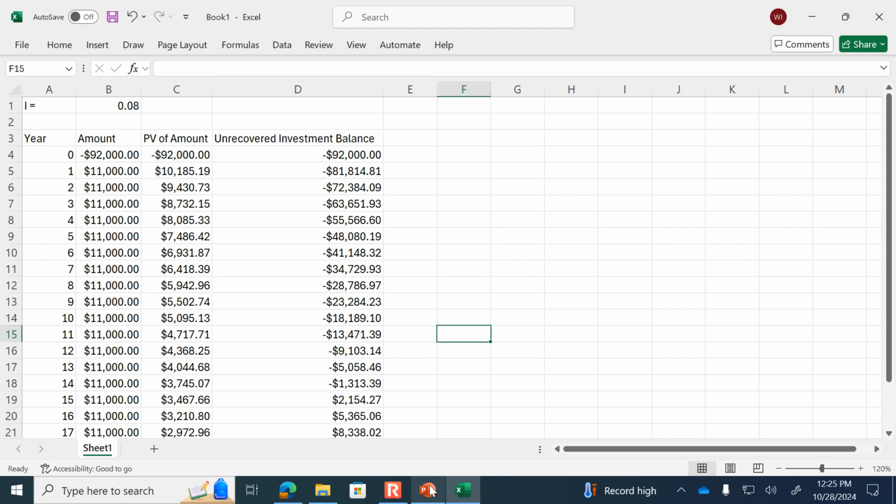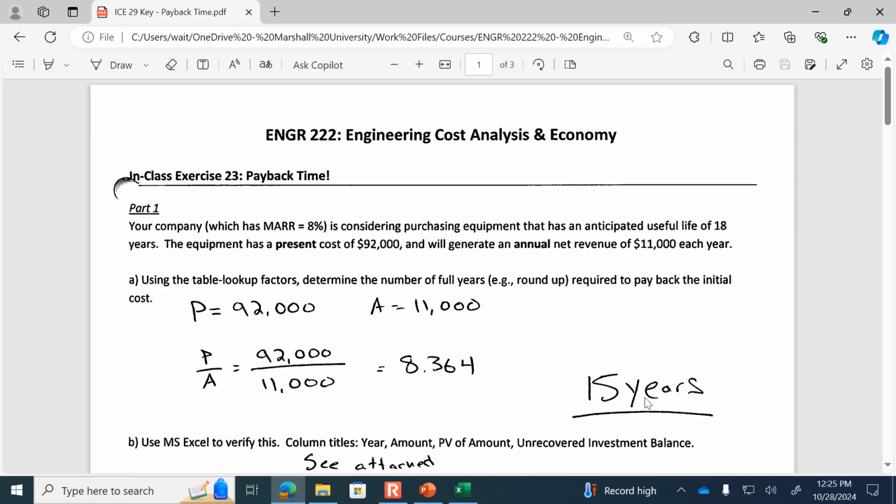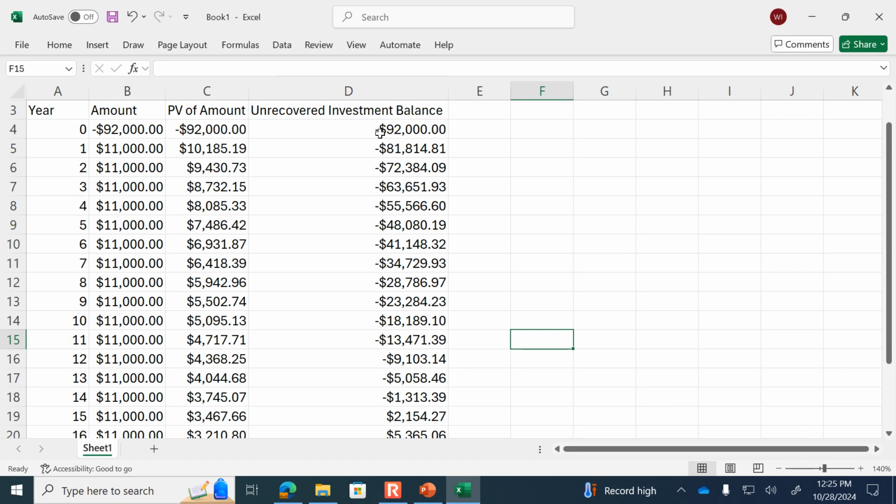So from the hand calculations, we learned it should be 15 years when it finally goes into positive territory. So we kind of know that's what we're expecting to see on the spreadsheet, 15 years. So here's the spreadsheet illustration. What it says is we're just doing the PV of the amount, where we're treating each one of these $11,000 in revenue as though it's a single lump sum inflow. And so it goes into the FV column in order for us to find the PV of it.